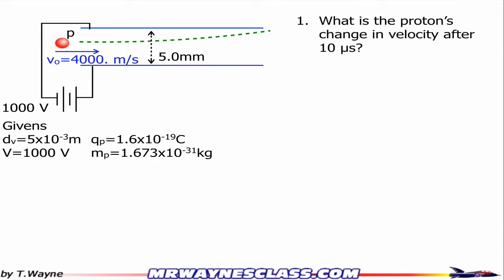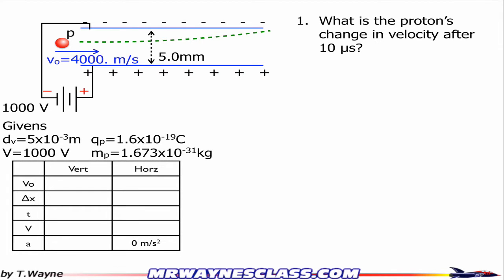Okay, if I look at the givens that I have, I know the distance, the voltage, the charge, and the mass of the proton. And I also know the signs of the plates. That's going to help me with the direction of the electric field. I'm going to solve it like a projectile motion problem with two different accelerations, one vertical and one horizontal.